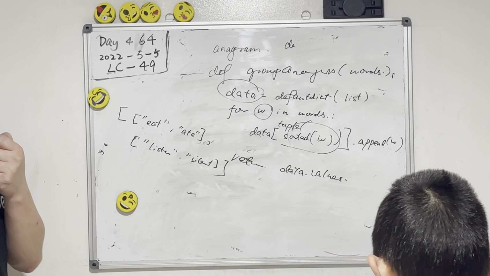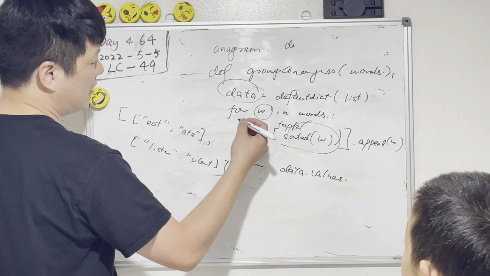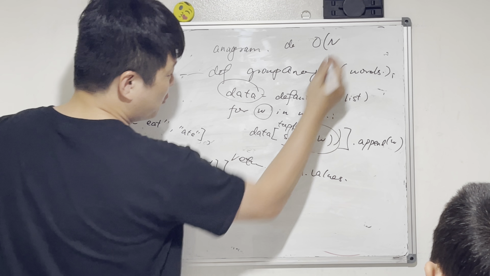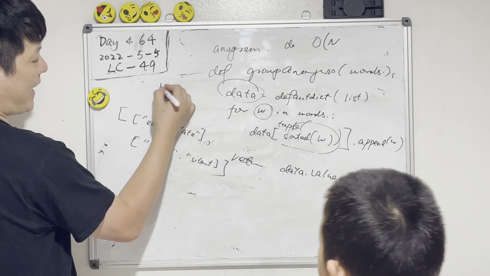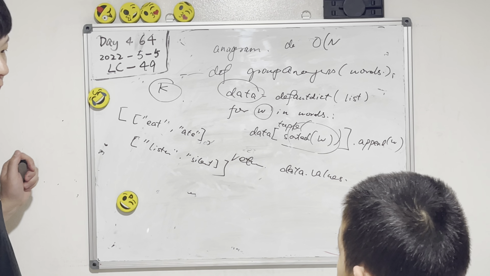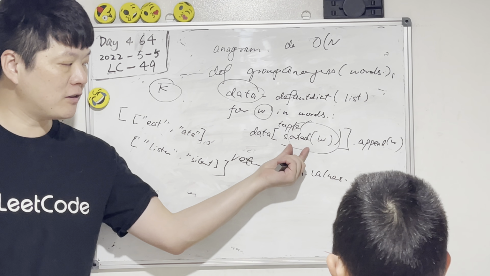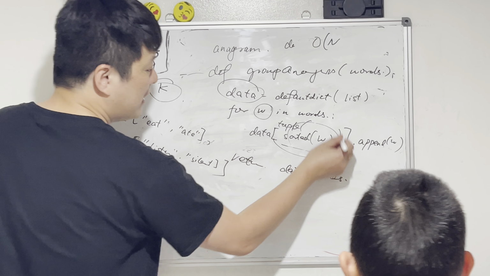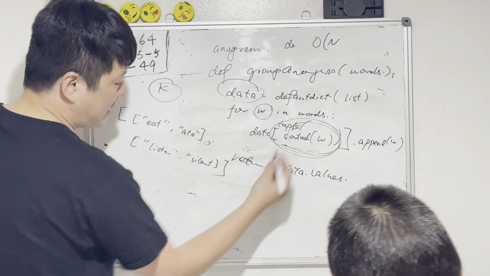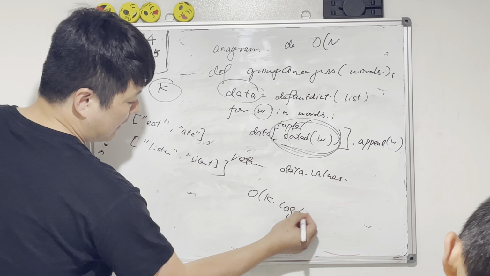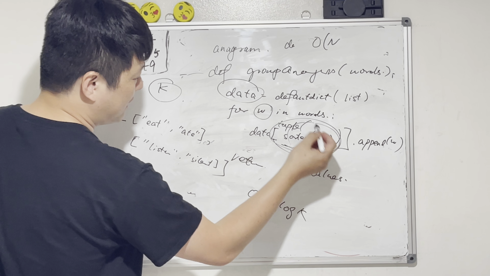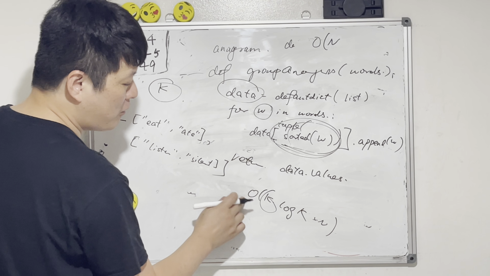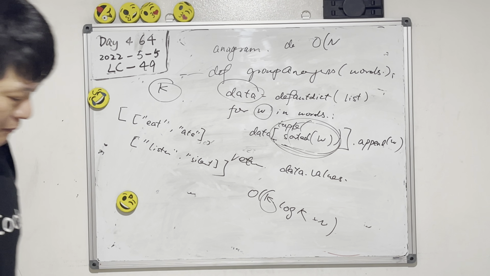Is it O(n)? No. Look, we are going through n words, and let's say the maximum length is k. It's not just O(n times k), because we have sorting. Sorting a word of length k takes O(k log k), and we do it n times. So it's O(n times k log k), because we have sorting here.